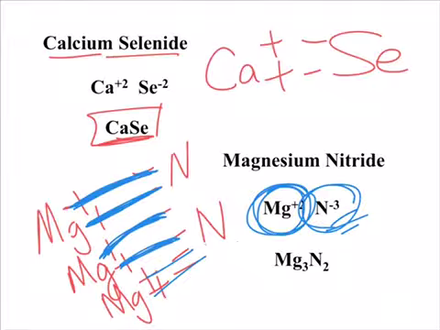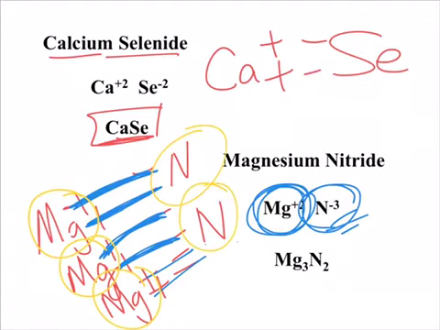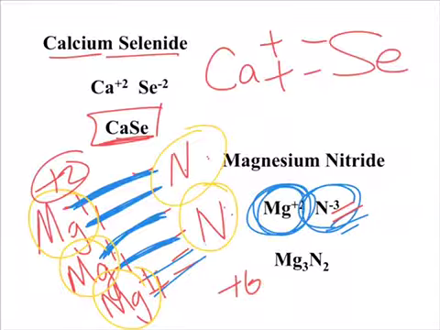Now here's what you want to see. We've got 1, 2, 3 magnesiums, and we've got 1, 2 nitrogens. So 3 magnesiums, each contributing a positive 2. That meant there was 1, 2, 3, 4, 5, 6, right? There was a positive 6 charge. And then there's 2 nitrogens, each contributing a negative 3. 2 times negative 3 is negative 6. So the charges are all canceled now.